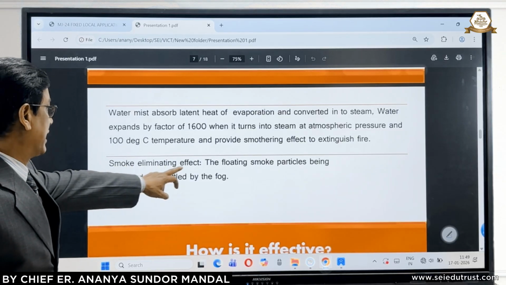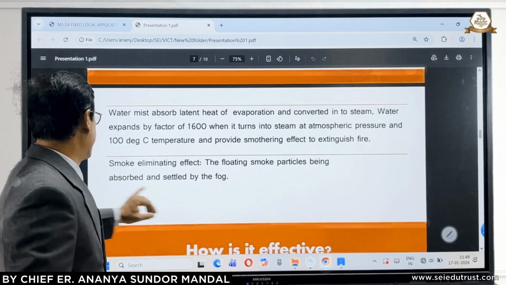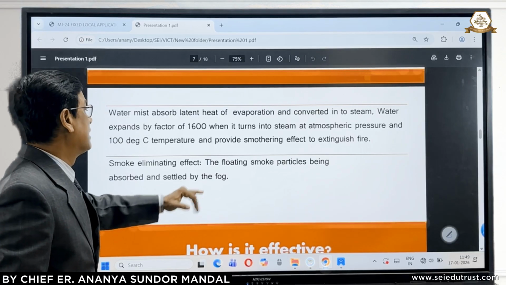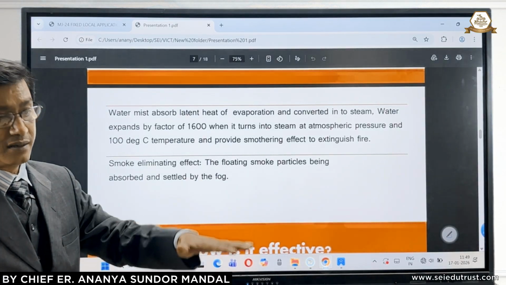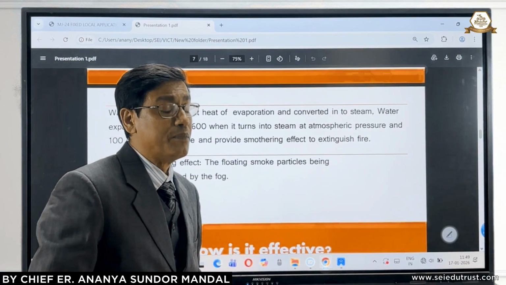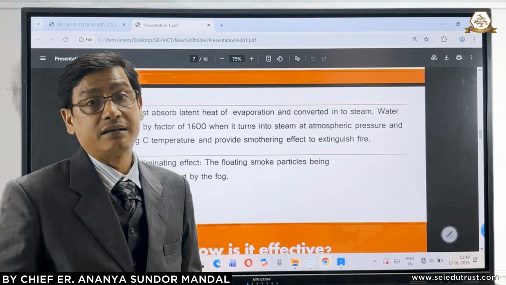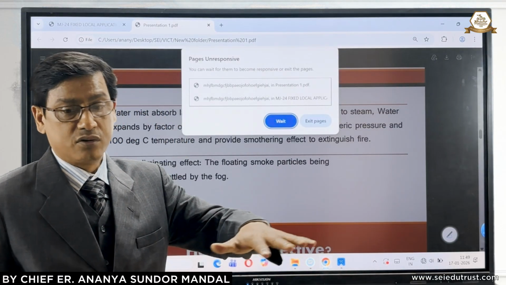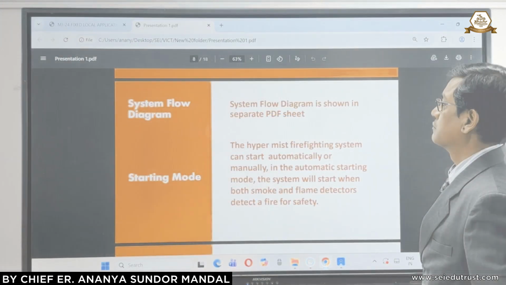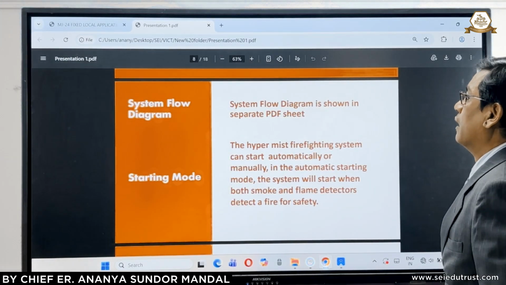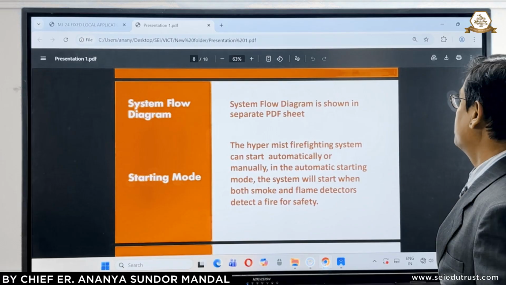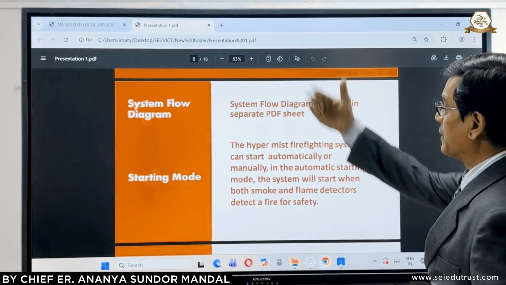Smoke eliminating effect: the floating smoke particles are absorbed and settled by the fog, which improves the visibility, and it settles down the soot of that area. The system flow diagram is also in a separate PDF sheet.